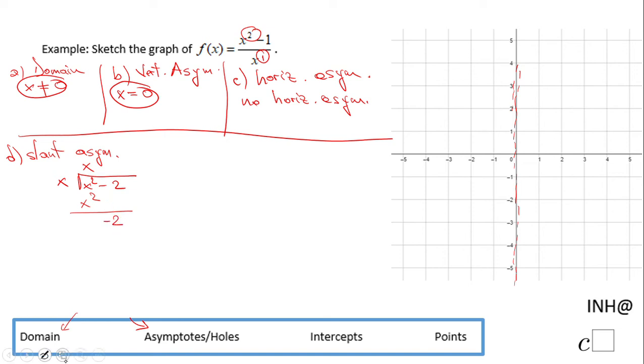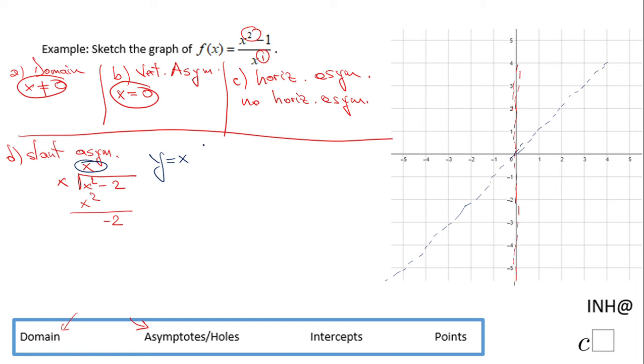So what we're looking at is this x here, the result of the division, because y equals x in this case is what we call the slant asymptote. So I'm going to draw that line. If you remember, y equals x is the line that bisects quadrants 1 and 3, something like this. This is what we call the slant asymptote. So we finish with the asymptotes.